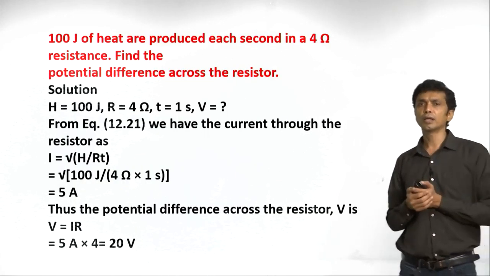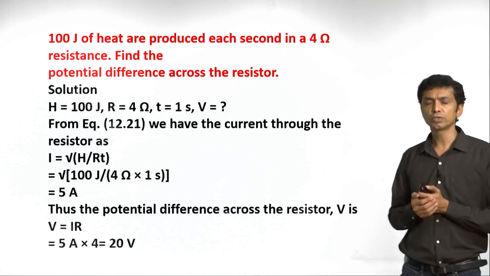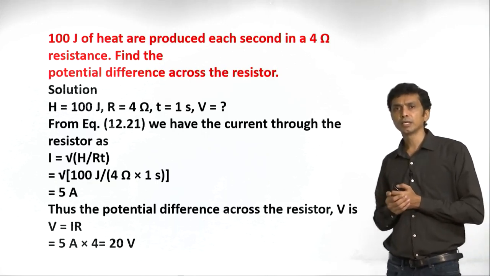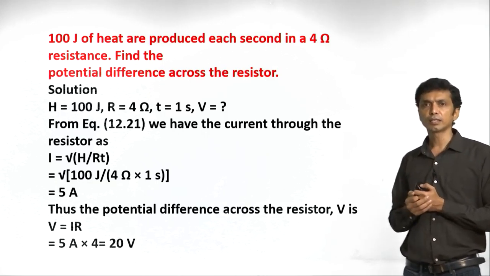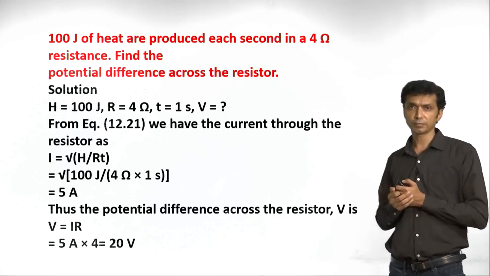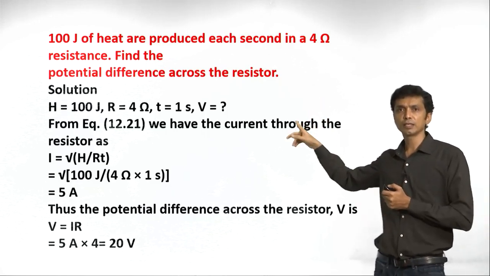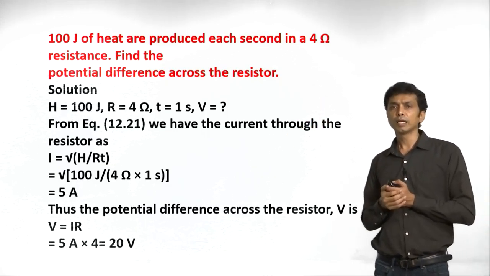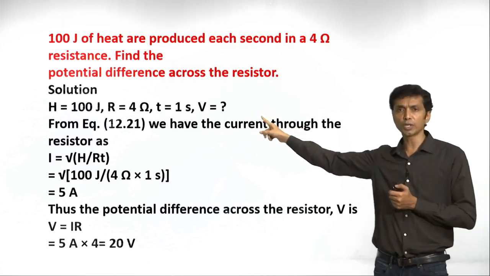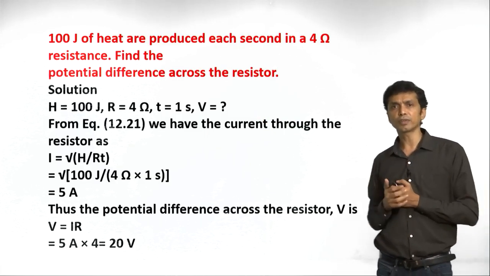Now, let us solve a problem on this Joule's law of heating. 100 joule of heat is produced each second in a 4 ohm resistance. Find the potential difference. So, heat is given and the resistance is given. Time is given, each second. All those things we note down, H, R and T. Now, we need to find the potential difference.